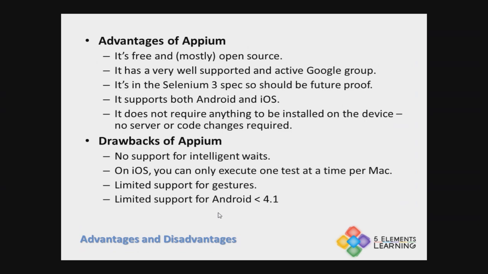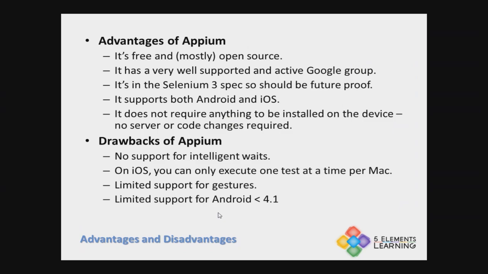The advantages of Appium are it is open source, it has a very well supported and active user group. It's based upon the latest Selenium version, so it is future proof. It supports both Android and iOS devices, and it doesn't require anything to be installed on the device or any type of application change. Some of the drawbacks: it doesn't support intelligent wait.